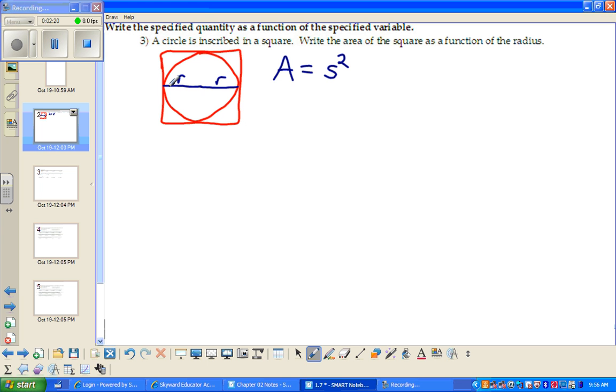Well, this diameter actually is also the length of a side. So I would take 2r, that's my side length, and square it and get 4r squared as the area in terms of the radius.